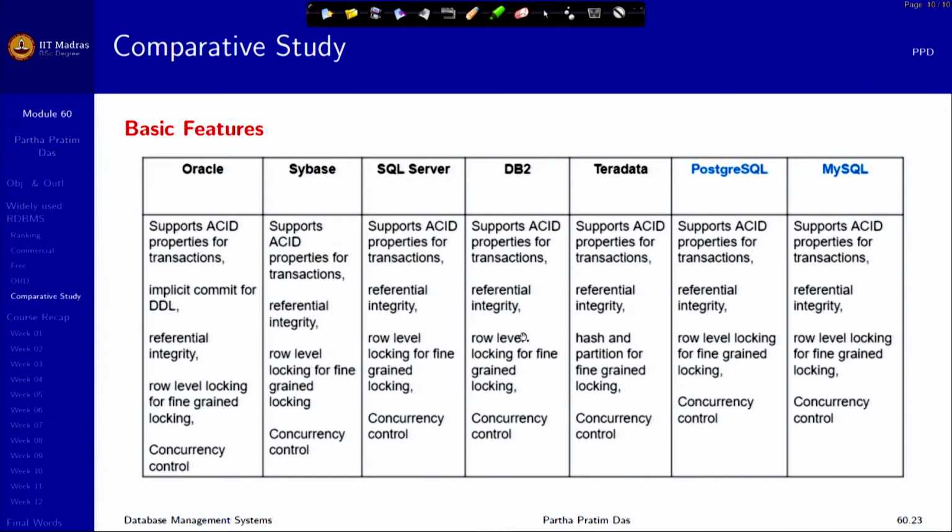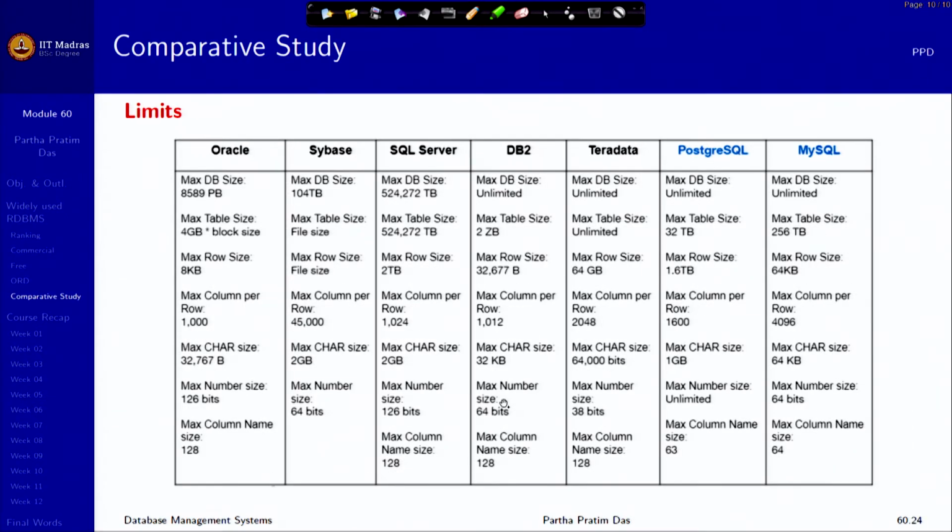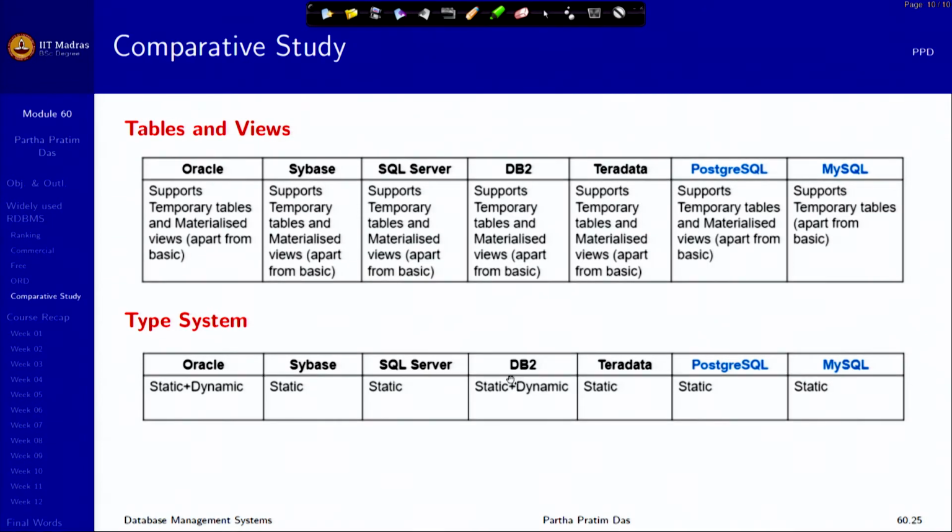These are the list of basic features they support. Most of the basic ones would be supported by everyone. The special things will vary. There are different limits set by different databases typically. So, you can see that. For your growth, these factors are important to know. Tables and views, type systems, they vary between being static and being a combination of static and dynamic.